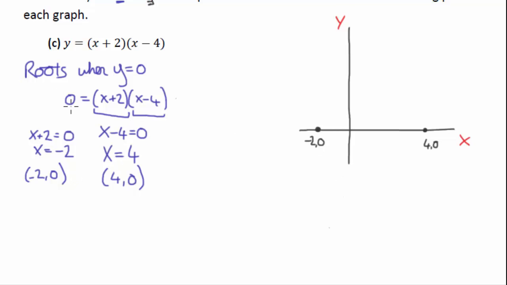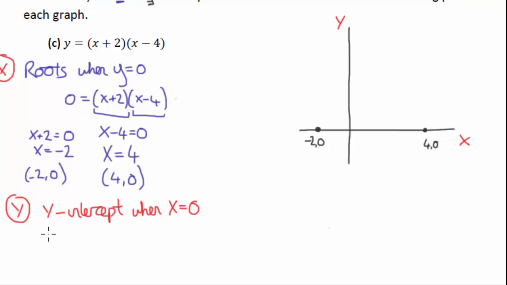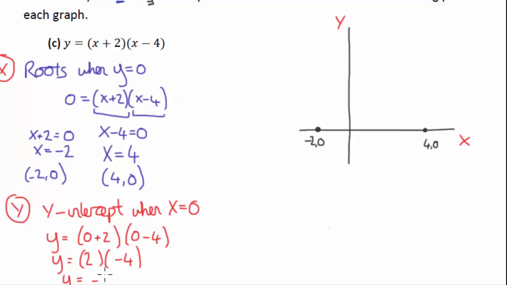So all we do here, okay, so that's your x-intercepts. So to calculate your y-intercept, so just say y-intercept when x is 0. So we just say y equals 0 plus 2, 0 minus 4. Okay, so we're just setting x to be 0. So that gives you y equals 2, in this bracket times minus 4. So y-intercepts the y-axis at minus 8.